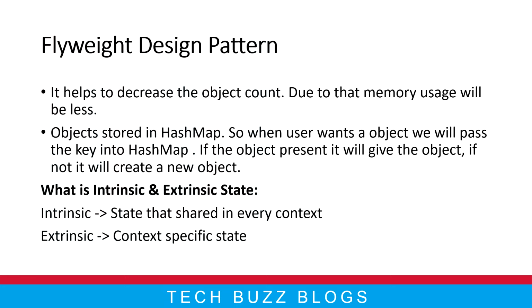In the second point, how it is storing and how it is decreasing the object count: when you are creating new objects, it stores them in a hash map. When you try to create the same object again, it gives you the object that was already saved in the hash map. If the object is not saved in the hash map, it will create a new object and give that. So the second point is that objects are stored in the hash map. When the user wants an object, we pass the key into the hash map. If the object is present, it gives the object. If not, it creates a new object.